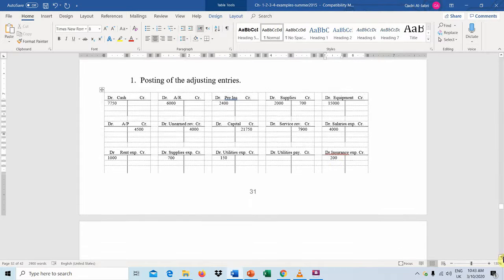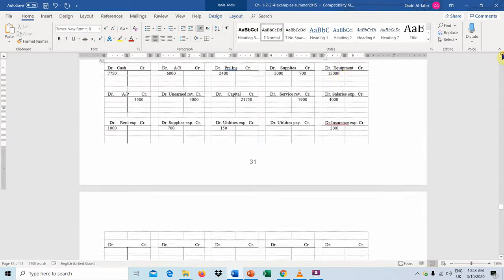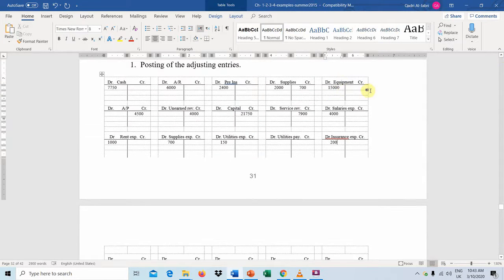Now, we have a credit for prepaid insurance for 200. We already have a prepaid insurance, so I will go to prepaid insurance. Prepaid insurance is there, so I will credit it by 200, as you can see. We finished now adjusting entry 3.